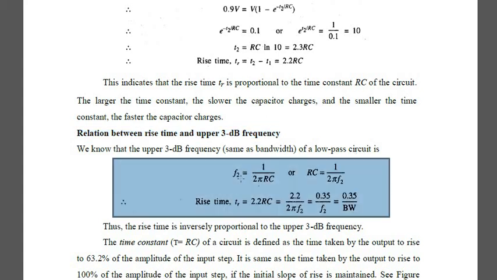So what is actually the F2 formula? 1 by 2 pi RC. So I am substituting this F2 over here, just replacing over there. Your RC is equal to 1 by 2 pi F2. So where you can substitute the TR value, TR is equal to 2.2 into 1 by 2 pi F2. Yes or no? So if you cancel this, you will be getting the answer as 0.35 divided by F2, or you can also give it as rise time TR is equal to 0.35 divided by the bandwidth. So this is the relationship between the rise time as well as the upper 3 dB limit.